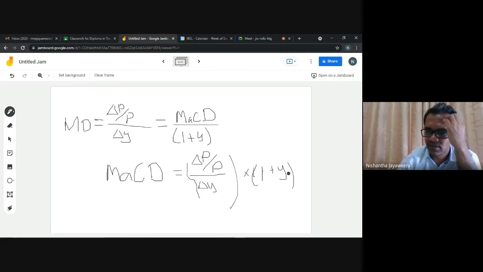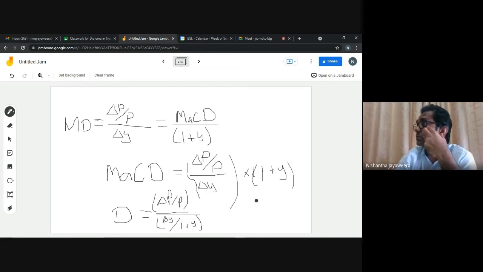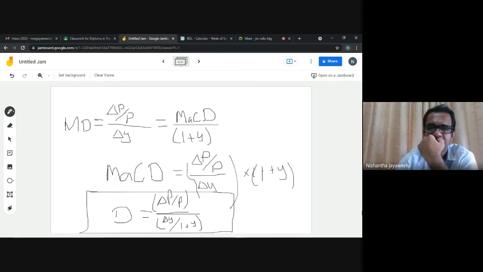So again, if you want, we can rewrite this as delta p over p, everything divided by delta y divided by 1 plus y. Same thing. I just modify, I just write it as duration. So that means Macaulay duration can be written like this. Duration can be written like this. So now you know what this equation is, and you know how to interpret modified duration.